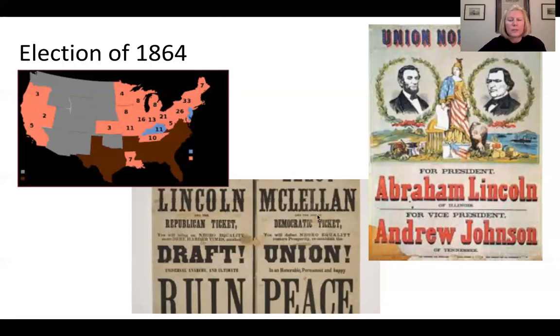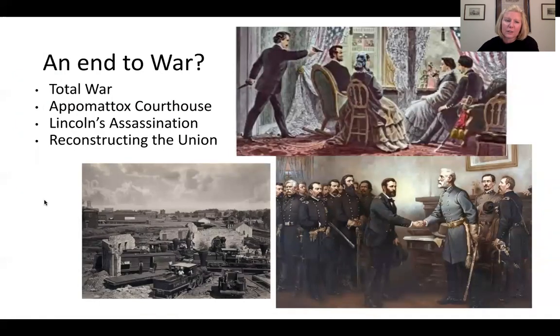If George McClellan wins, he says he's going to sue for peace. He's going to allow the Confederacy to go off and be its own country. We're going to literally be sacrificing millions of people who, if they're still in the South, are going to be enslaved forever. So essentially, the morality of why people were fighting the Civil War becomes one of ending slavery. And that's popular enough to get Lincoln the victory.